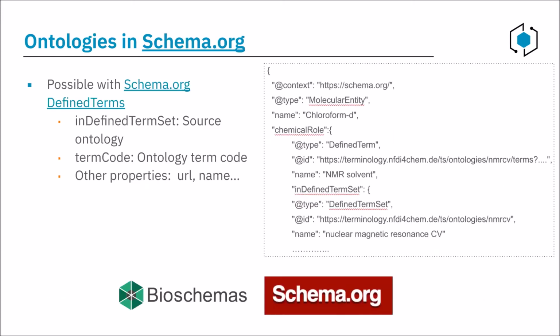As I mentioned, here is an example where chemical role is being exported for a molecular entity, and then the respective details are provided in compliance with Bioschemas. This is still in development, but currently we have a working prototype and a few API endpoints if you would like to try them out.